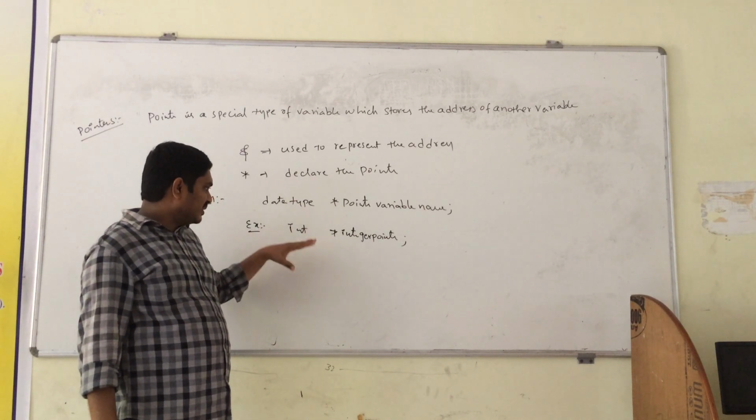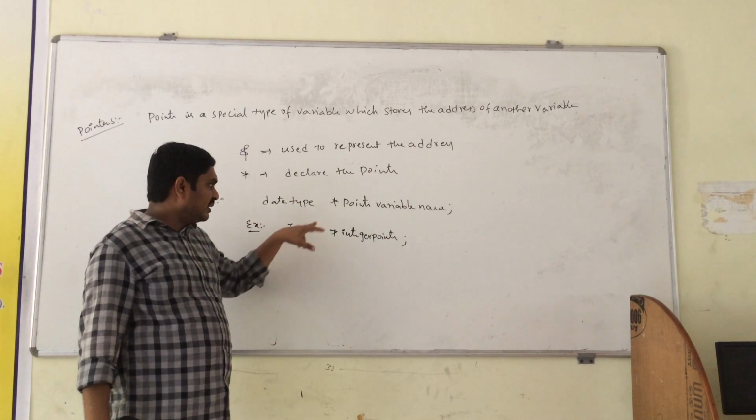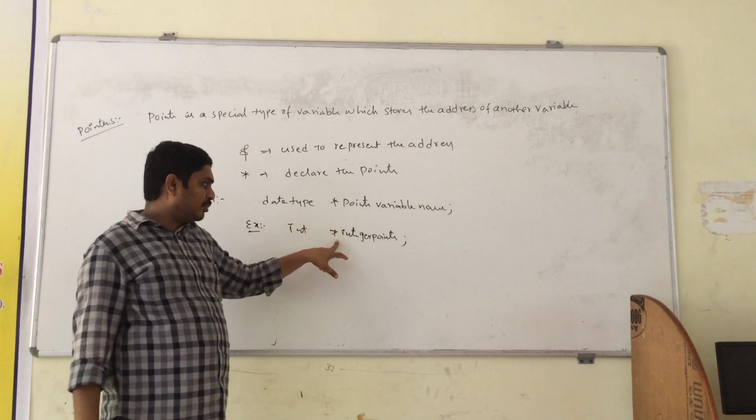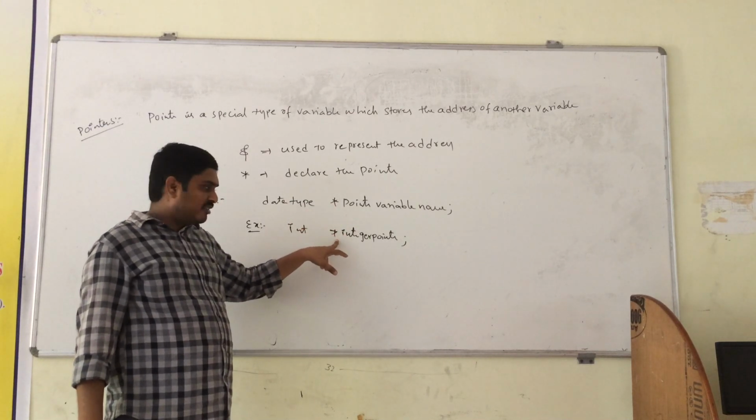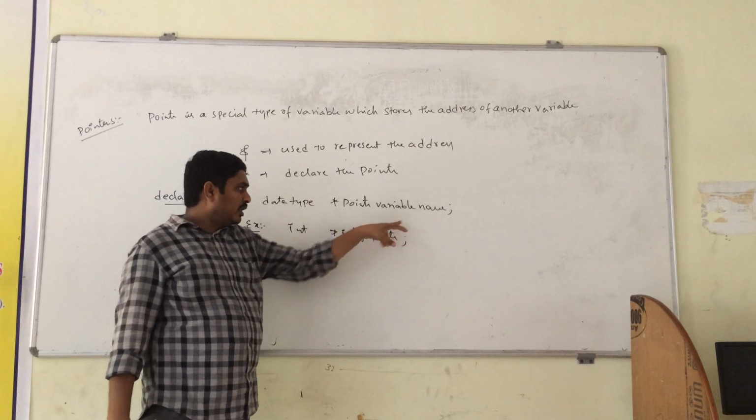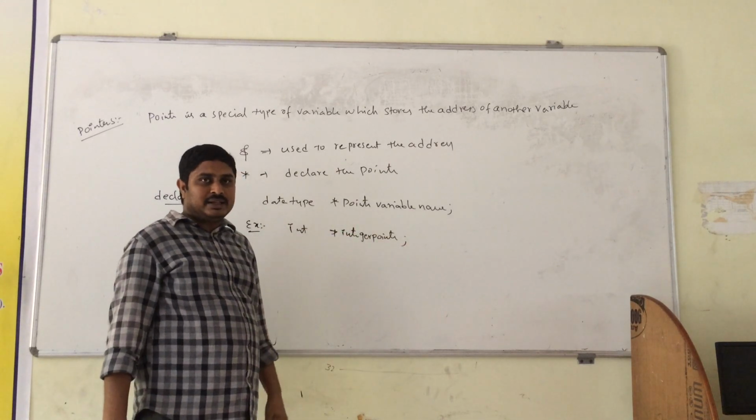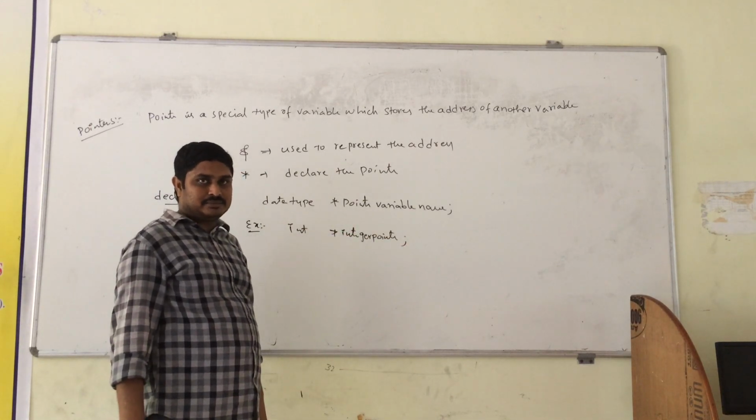Here I am taking the example. The data type is int, the asterisk represents that it is a pointer, it is not a normal variable, and for the pointer variable name, here I am taking the integer pointer.